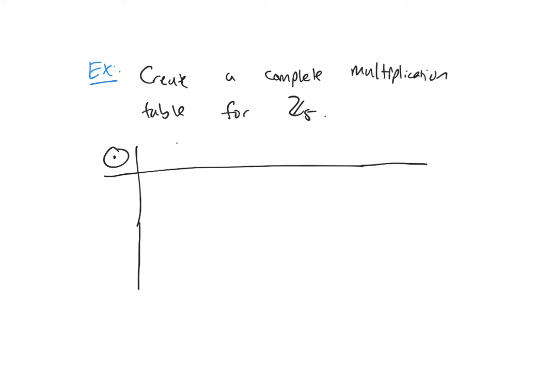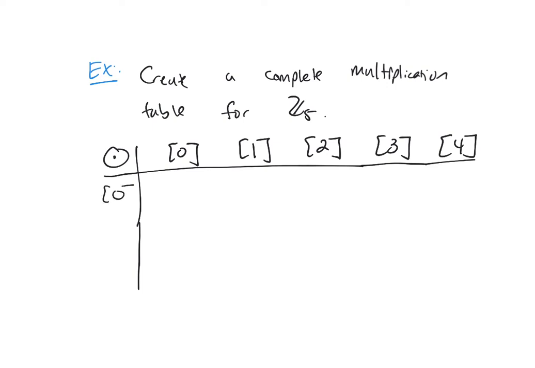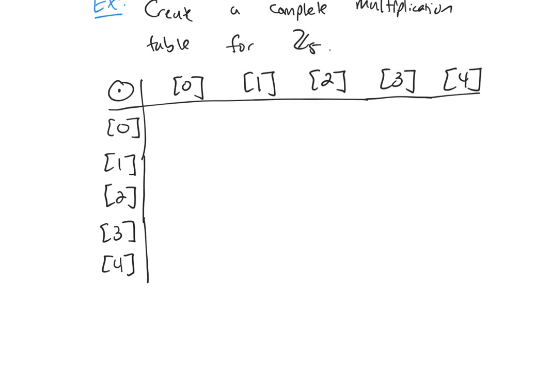Write the elements of Z5 across the top, the congruence classes 0, 1, 2, 3, and 4, and write them across the side, 0, 1, 2, 3, and 4. And now we're going to start by multiplying instead of adding. So for example, in this first spot, you would take that row and that column, and you're going to multiply.